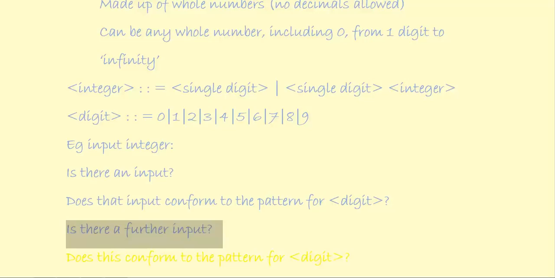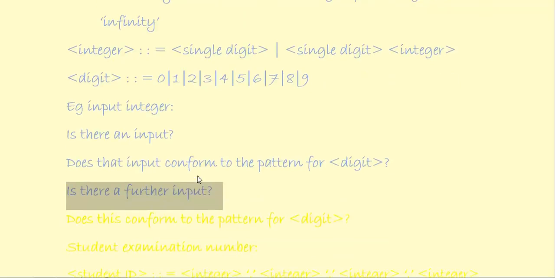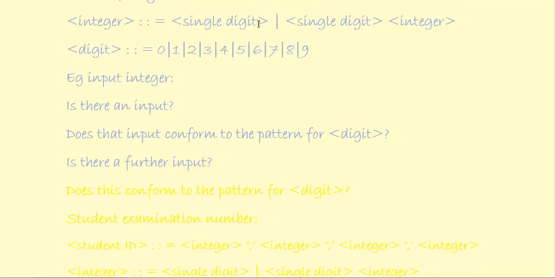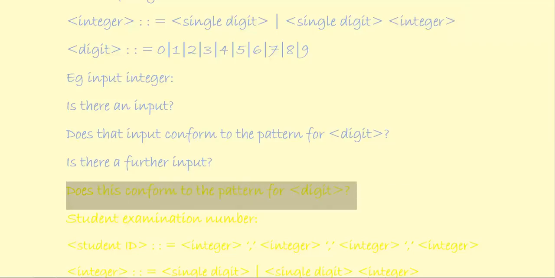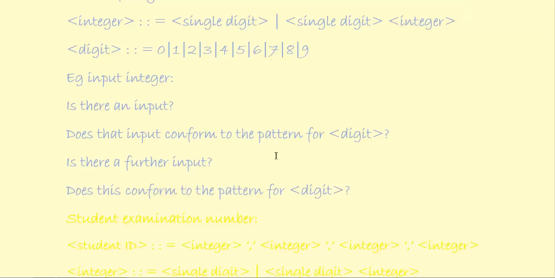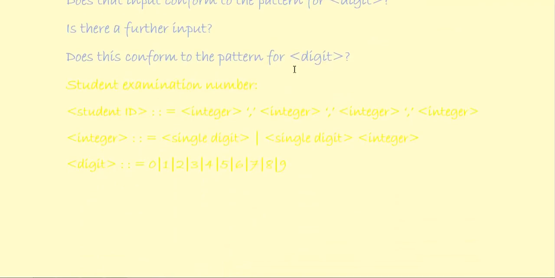Then the program might ask, is there a further input? Because of course we're asking for an integer, and an integer is defined as either a single digit or a single digit and another integer, so you're in that recursive loop. And so the question the program asks is, does this conform to the pattern for digit? So in other words, has an integer been input, and does that input conform to digit? So let's have a look at a real example.